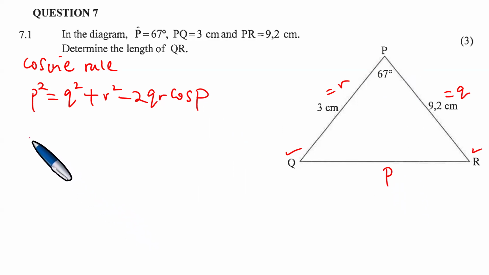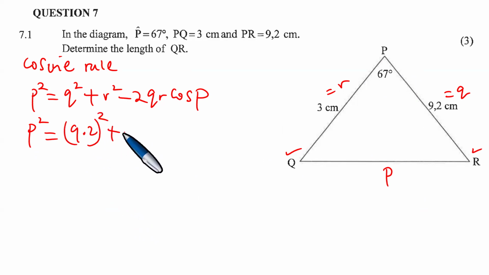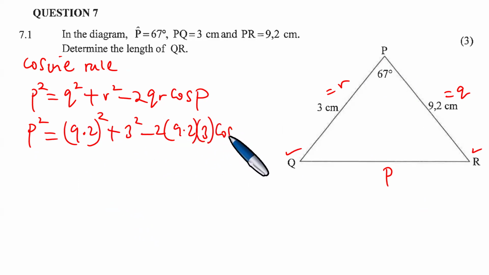Upon careful examination, we want to find the length of QR, and that is lowercase p. So we have p squared equals q squared, which is 9,2 squared, plus r squared, which is 3 squared, minus 2 times 9,2 times 3 cosine 67 degrees. Right, and we continue to find these results with our calculator.